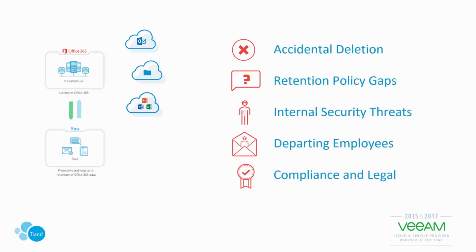iland's Secure Cloud Backup for Office 365, powered by Veeam, is an automated, long-term backup service that safeguards your organization's data against accidental deletion, gaps or confusion around retention policies, as well as internal and external security threats such as rogue applications or disgruntled departing employees, all while providing mechanisms to address legal and compliance needs.